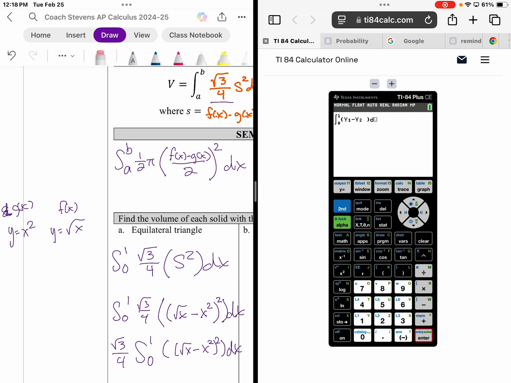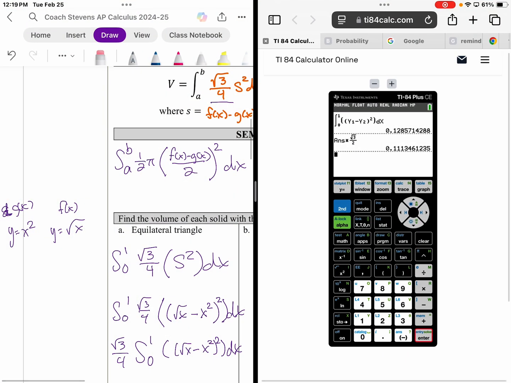I need to put in some parentheses because I did not square that yet. So parentheses, squared, and I'll probably need to go back and add the other parenthesis on the other side. Now that looks better. I've got to make sure I square it properly, otherwise it'll give me the wrong thing. Then with respect to x, hit enter. And then I need to multiply that by the fraction, square root of 3 over 2.